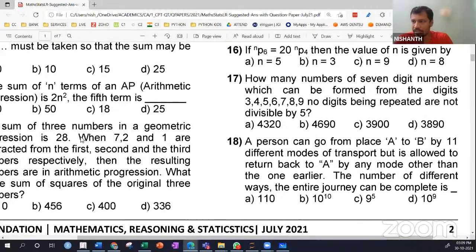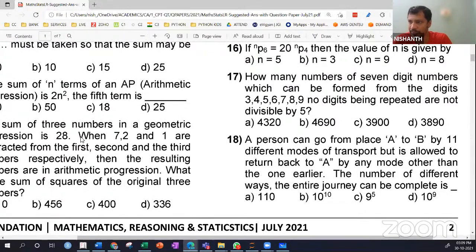Try the next one. Next one also we have done. How many 7-digit numbers can be formed from the digits 3, 4, 5, 6, 7, no digits being repeated, and are not divisible by 5? Something is missing there. How many 7-digit numbers can be formed from the digits 3, 4, 5, 6, 7? No digits being repeated and are not divisible by 5. Okay, it should not be divisible by 5 is the condition.